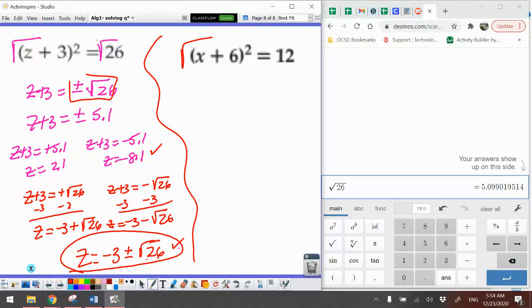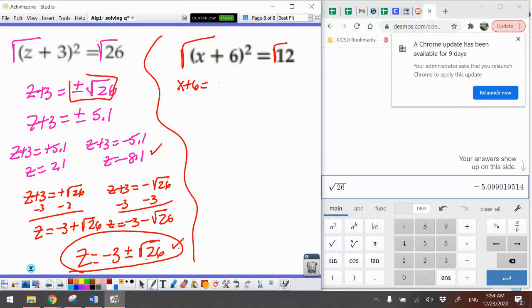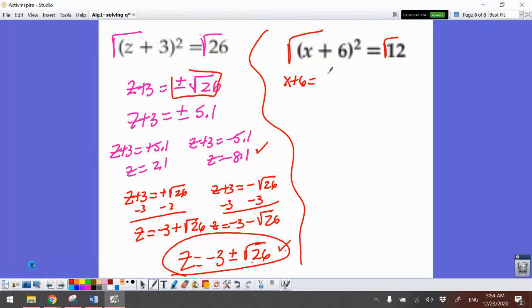All right, so let's see how we did. So square root of both sides. x plus 6 equals the positive and negative square root of 12. And I'm going to go ahead and just write my equation here by just subtracting the 6. So I have x equals negative 6 plus or minus the square root of 12. So there is my radical form of that equation.